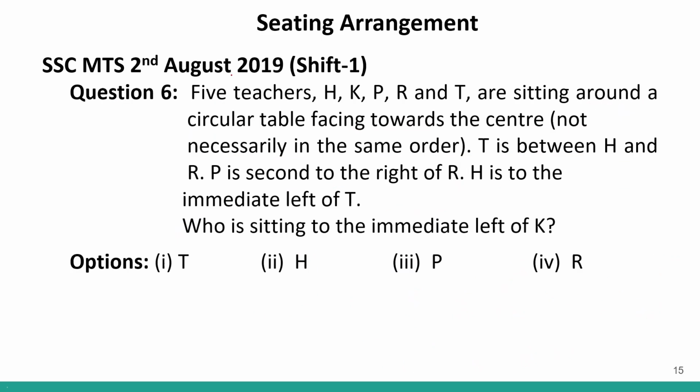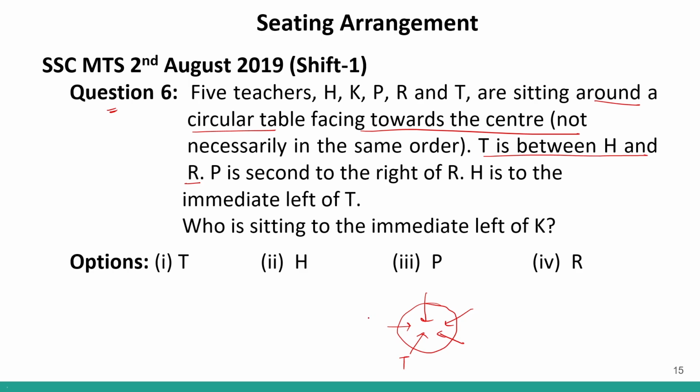Clear? Moving on to question number 6. Question number 6: 5 teachers are there, H, K, P, R and T, sitting around a circular table facing towards the center. So, 5 teachers are there facing towards the center. So, 1, 2, 3, 4, 5. Correct? T is between H and R.